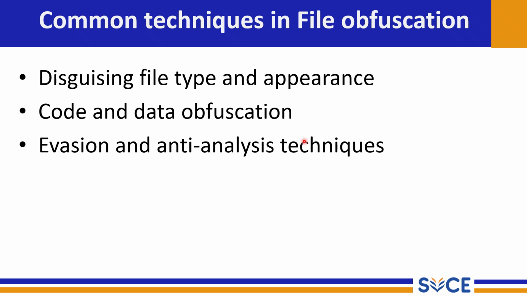And the second one, code and data obfuscation. These methods change the way a file's internal code and data are stored, which makes it more difficult to analyze or reverse engineer, right? And here are some of the methods used in this technique. First one is string encryption and encoding. This technique replaces plain text strings, like API calls or network addresses, with encrypted or encoded versions.